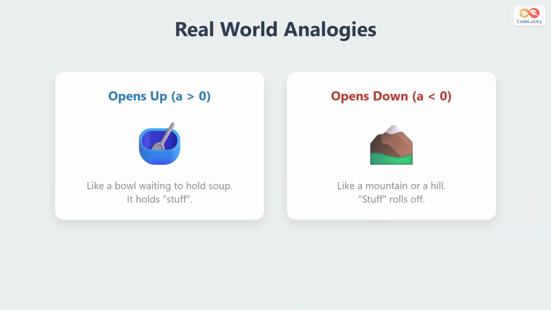To help this stick in your memory, use these analogies. A positive parabola is like a bowl, it can hold soup. A negative parabola is like a mountain, everything rolls off the sides. Just check the sign and visualize these objects.